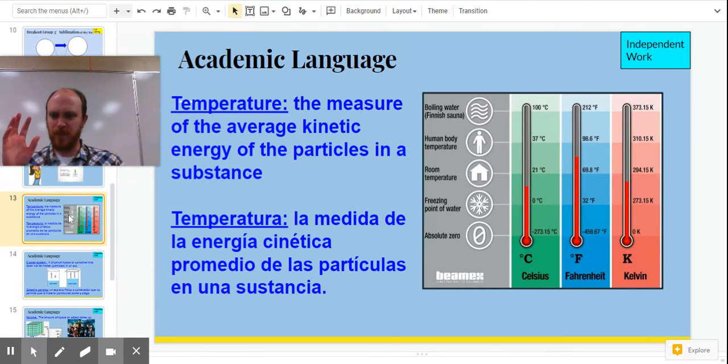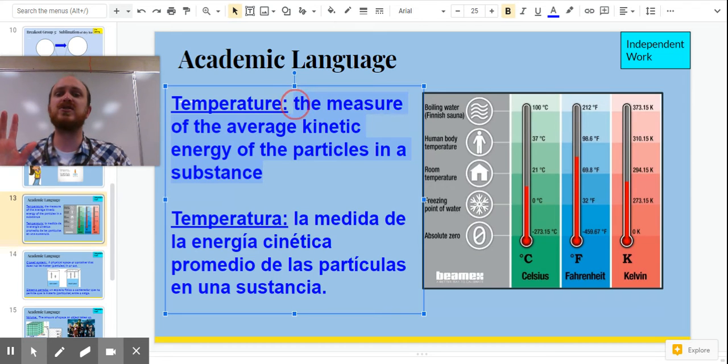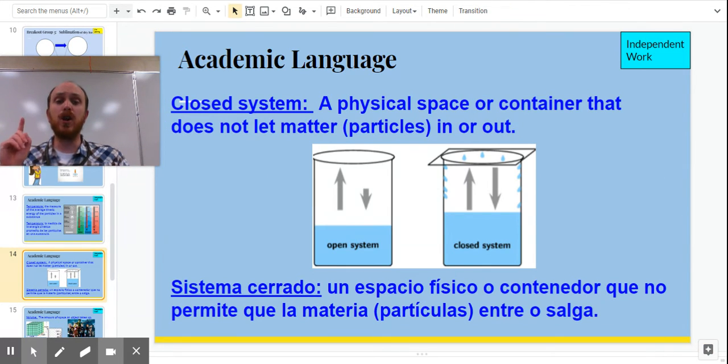A couple of academic language vocab things I have for you. Temperature, I think I've introduced this to you, but to remind you, is the measure of the average kinetic energy of the particles in a substance. So how fast they're moving. Some particles might be moving faster than others, but the average is the temperature. A closed system, like this one on the right, is a physical space or container that does not let particles in and out. And so a thermometer you might choose as a closed system.